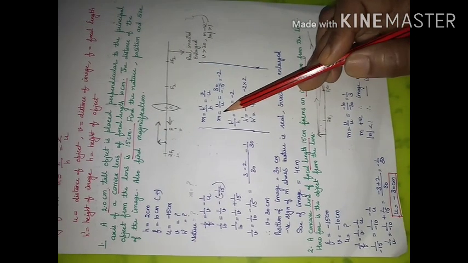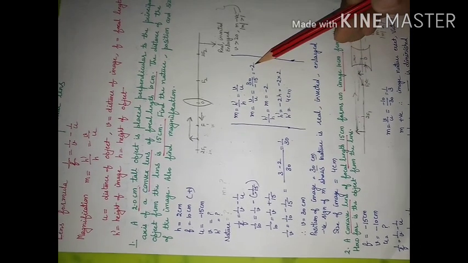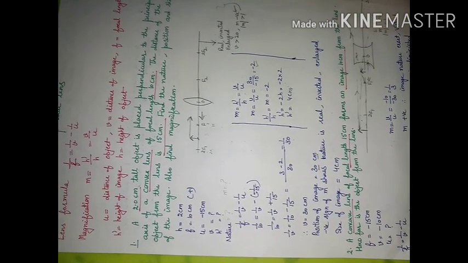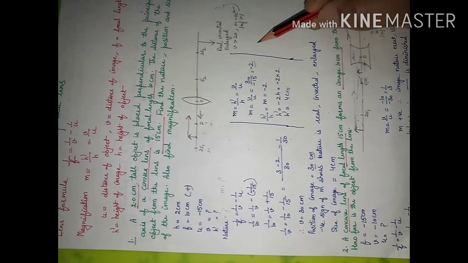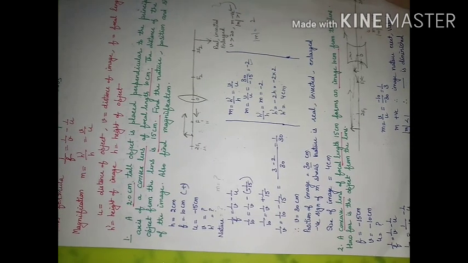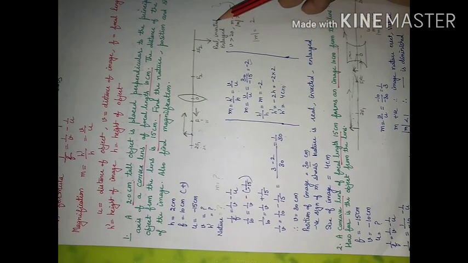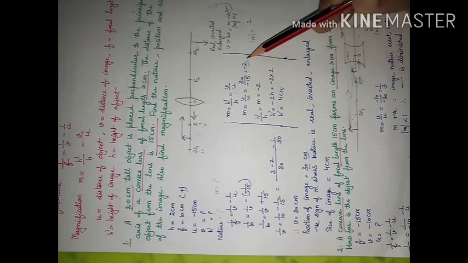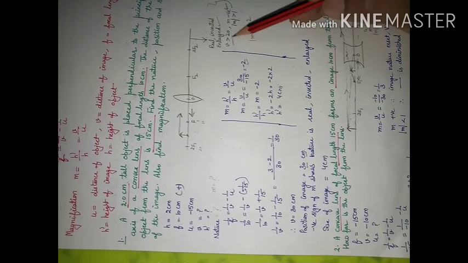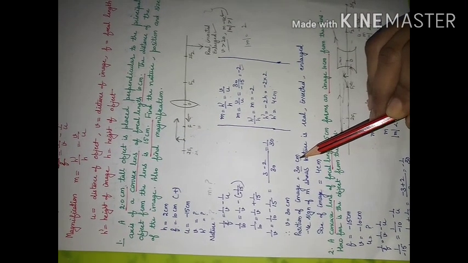It means the size of image will be double than the size of object. See here, magnification is coming with a negative sign as expected, and magnitude of magnification is 2, and this is greater than 1. The negative sign will show that image is going to be real and inverted. Magnification is greater than 1, it means this is enlarged, and also this v is coming out to be greater than 20 centimeter, that is 30 centimeter.